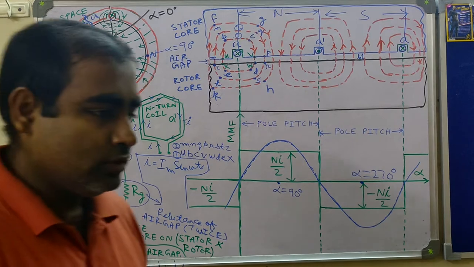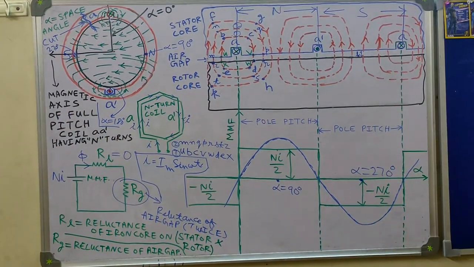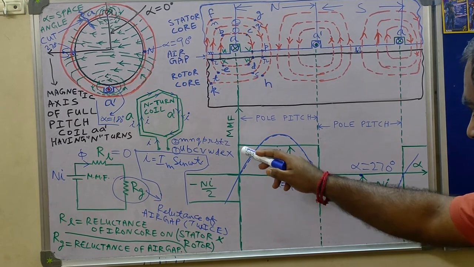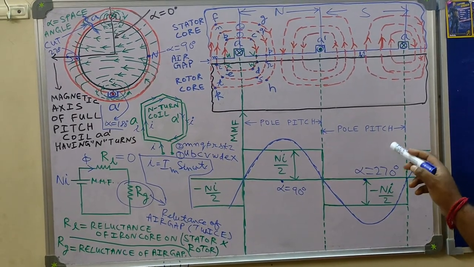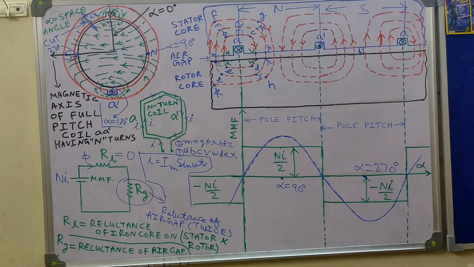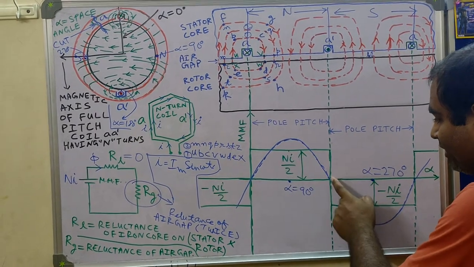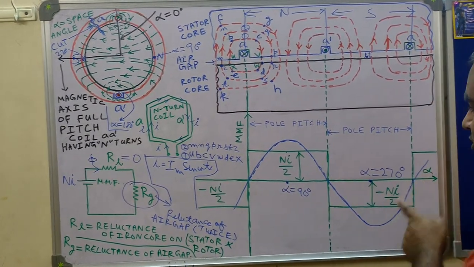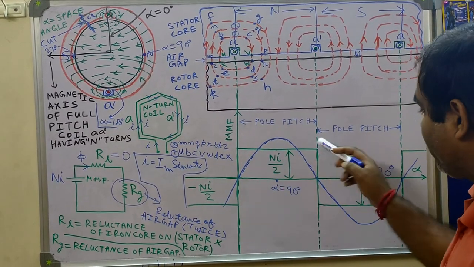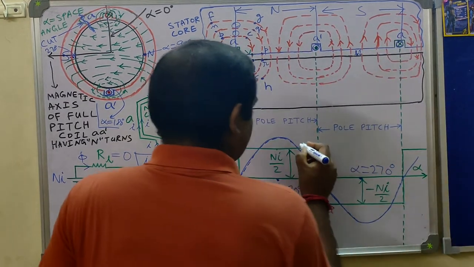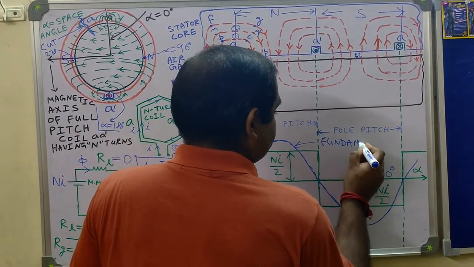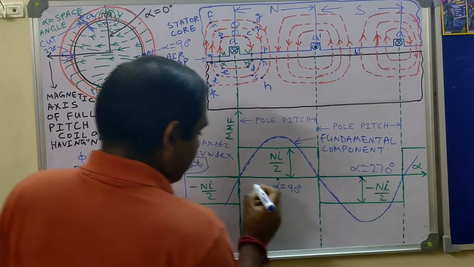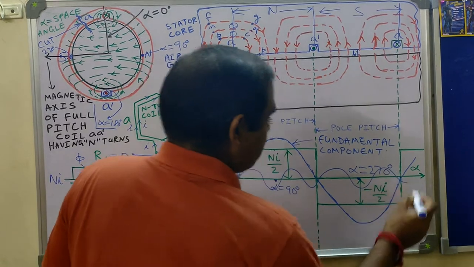We actually define a term, space harmonics. What is the meaning of space harmonics? This MMF variation is actually rectangular in nature, but you apply Fourier series in order to express this rectangular MMF as a summation of a large number of sinusoidal waves. Out of these, the sinusoidal wave having the same time period as the original rectangular wave will be termed the fundamental component. This is the fundamental component of MMF. And of course there will be harmonic terms also, which are not indicated here.